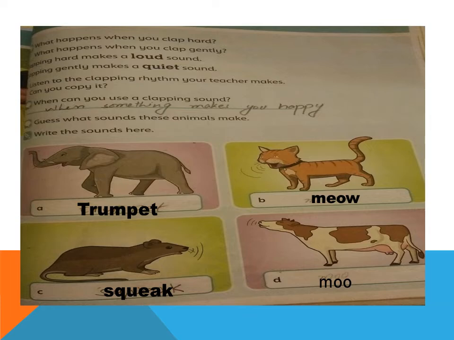Okay, now which animal do we have on C? Yes, we have a mouse. What is the sound of a mouse? Squeak, squeak. What sound does our mouse make? Squeak, squeak. Write the spellings of squeak. S-Q-U-E-A-K. Squeak. Everybody write. S-Q-U-E-A-K.